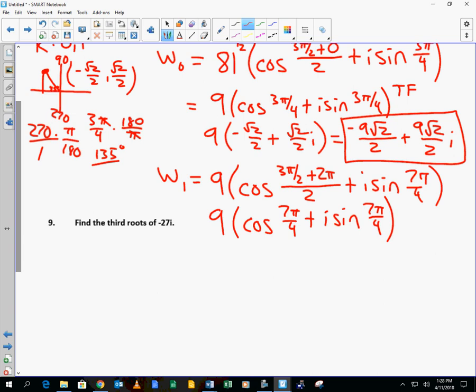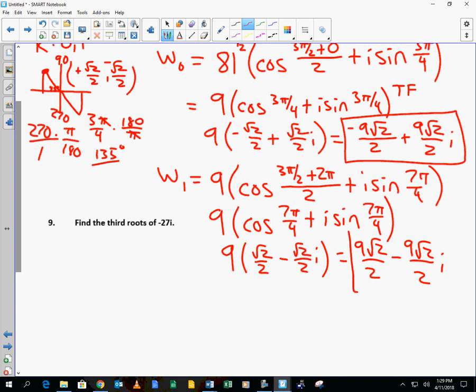If only I knew the exact value of cosine of 7 pi over 4. Wait a minute, we do? That's 315 degrees, a 45, 45, 90 triangle. What's the terminal point there? Oh, that's pretty handy, isn't it? So we got 9 times root 2 over 2 minus root 2 over 2 times i, or 9 roots of 2 over 2 minus 9 roots of 2 over 2 i.